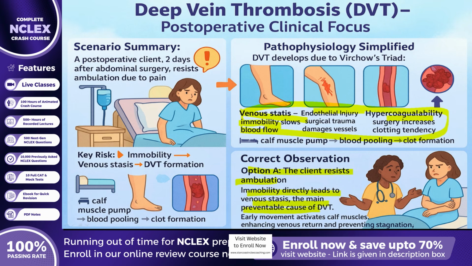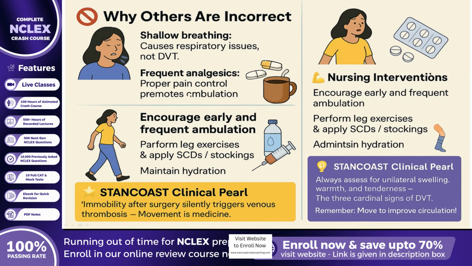Option B, the client breathes shallowly, is incorrect because while shallow breathing may predispose to respiratory complications like pneumonia or atelectasis, it has no direct influence on venous circulation. Option C, the client requests analgesics frequently, is also incorrect. Pain management is essential after surgery. In fact, adequate pain control promotes early ambulation and reduces the risk of DVT. Lastly, option D, the client drinks coffee excessively, is incorrect because caffeine, though mildly vasoconstrictive, does not cause venous stasis or promote thrombosis formation.